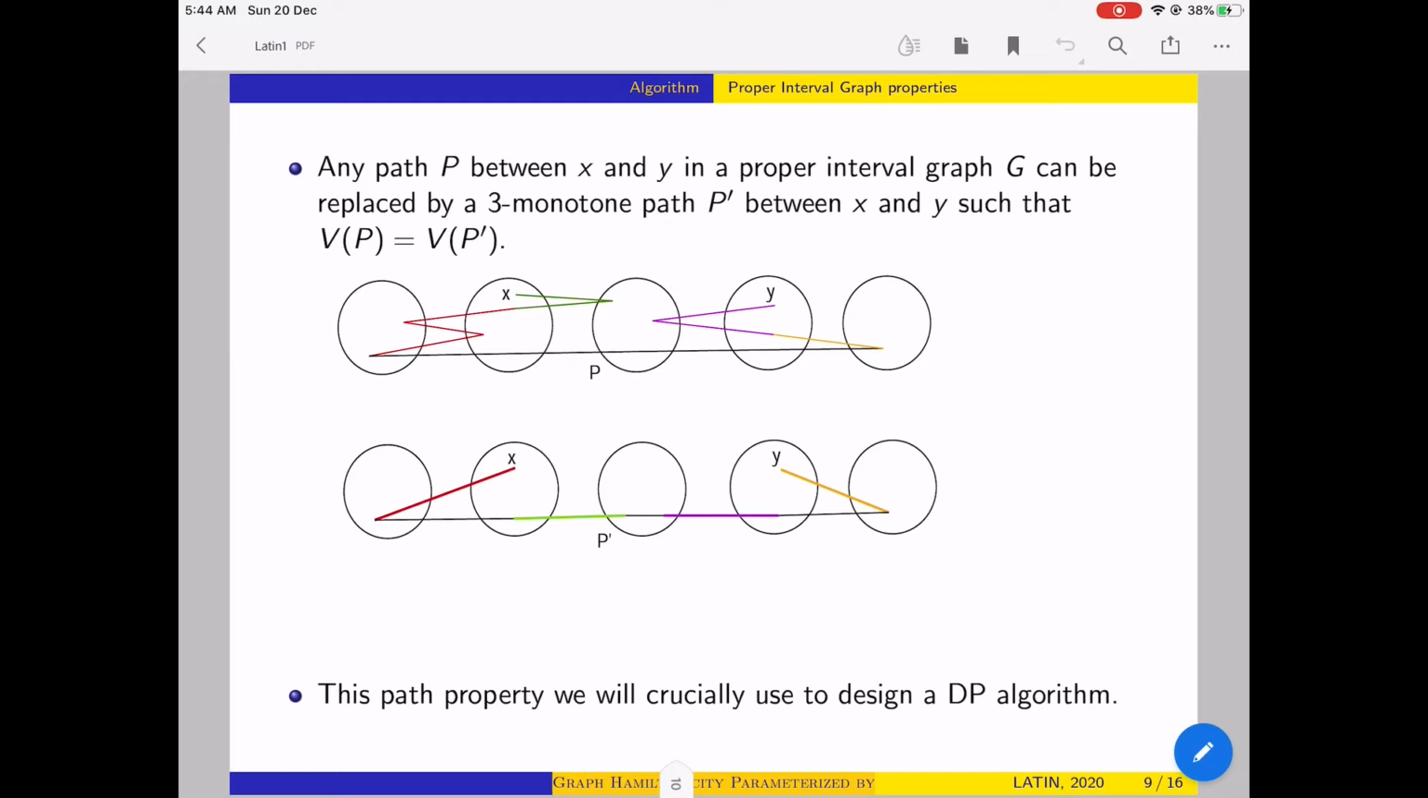Now let us mention the interesting property. If there is a path P between two vertices x and y contained inside a proper interval graph, then we can replace this path P by another path P prime such that P prime is also between x and y, the vertices covered by the path P prime are exactly the same as the vertices covered by the path P, and this P prime is a 3-monotone path. If we look at these two paths P and P prime in the figure, from x to y the path P is 7-monotone, but the path P prime is at most 3-monotone. We will use this property also to design our DP algorithm.